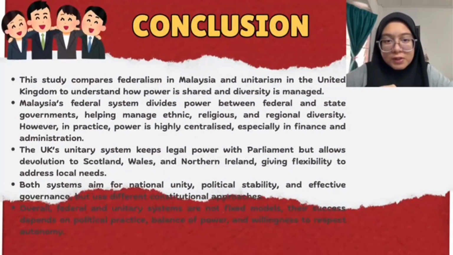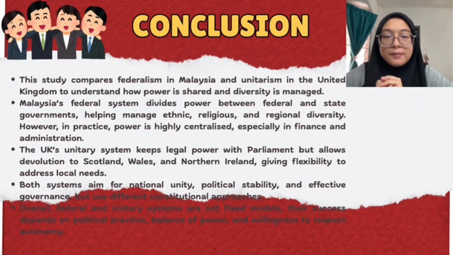So, for the conclusion, we can see that federalism in Malaysia and unitarism in the United Kingdom are different systems of government that share power and manage political and regional diversity. Although both countries aim to achieve national unity, political stability, and good governance, they use different constitutional structures to reach this goal. Malaysia practices a federal system where power is shared between the federal government and state governments. This system is important for managing Malaysia's ethnic, religious, and regional diversity.